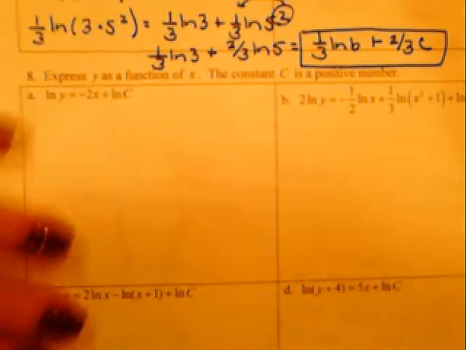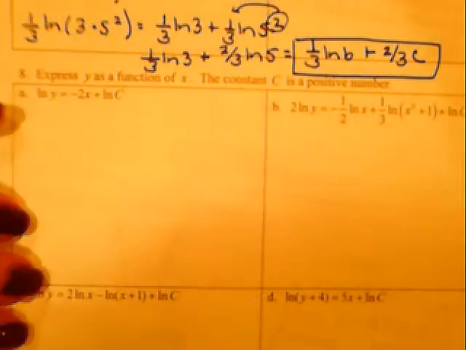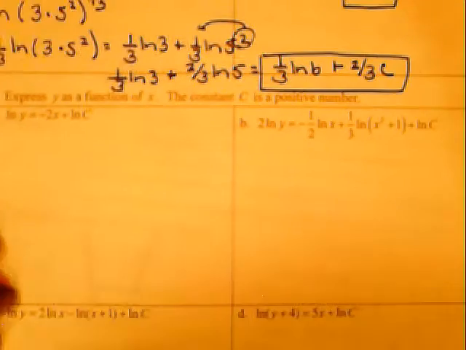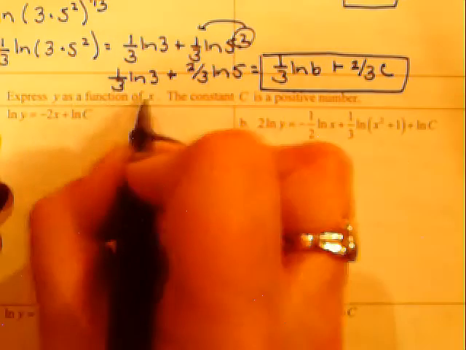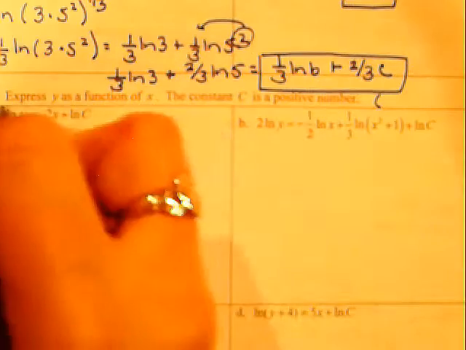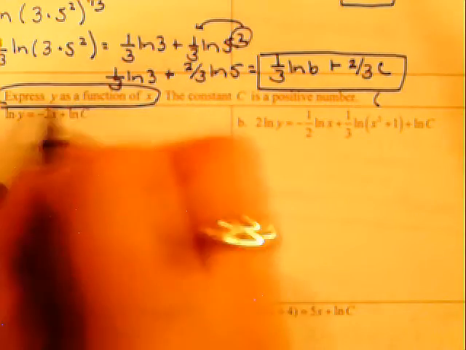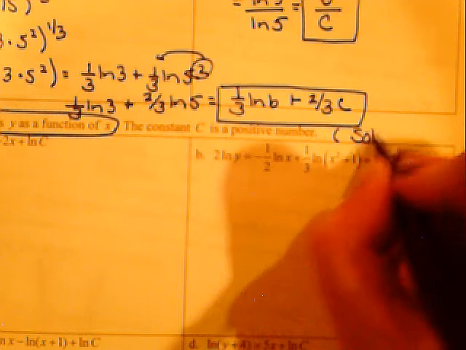Last type of problems. Again, these are used a lot in calculus. The directions are saying express y as a function of x. The constant c is a positive number. Well, first of all, let's talk about this part of the directions. When they want you to express y as a function of x, they want you to solve for y.